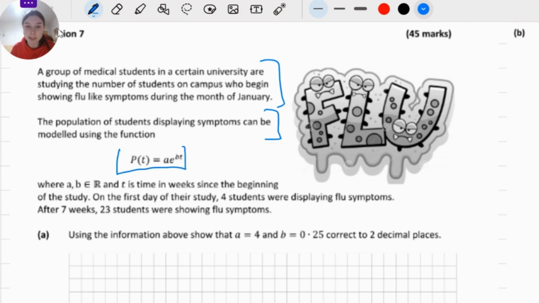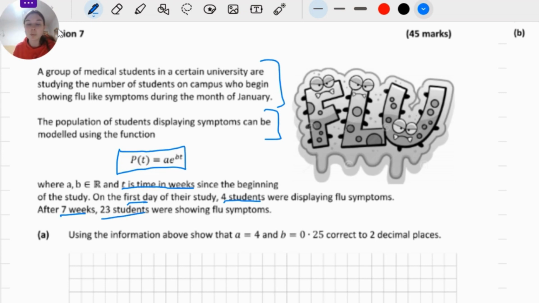This here is very important. This is the formula they're giving us. We're going to be using it a lot. Here they just explain the formula a bit. T is time in weeks. That's important. On the first day of the study, 4 students. So 4 students on the first day. That's important. Displaying flu symptoms. That's just what this formula is all about. But for the maths part of it, we don't really need to know the background all that much. After 7 weeks, 23 students.